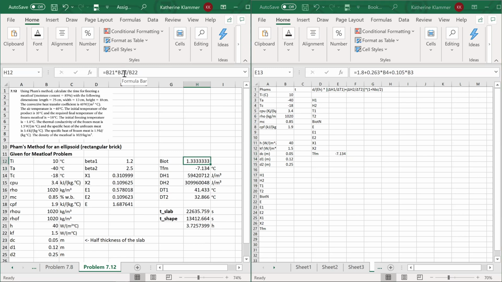We're going to find the Biot number next. So the Biot number uses, again, the shortest distance to the center of the meatloaf. So it's that distance. Oh, it's going to be stupid. Okay. No, that's not good. Where are they?